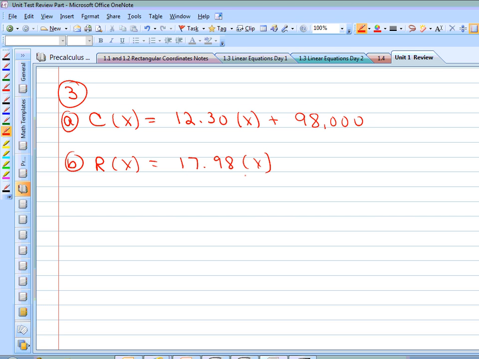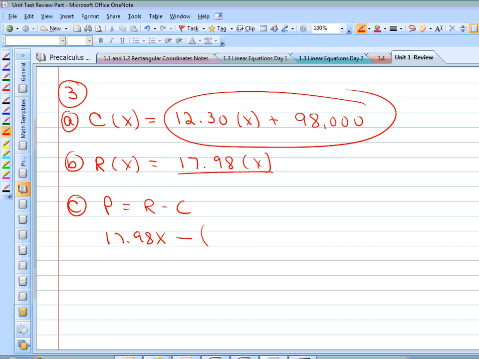And finally, they want our profit statement. And our profit statement, they even give you on the paper, our profit is our revenue minus our cost. So then we're simply going to take our revenue, which would be $17.98x, and we're going to subtract our cost. Now, we're going to have to put a parentheses because we're subtracting all of our cost.